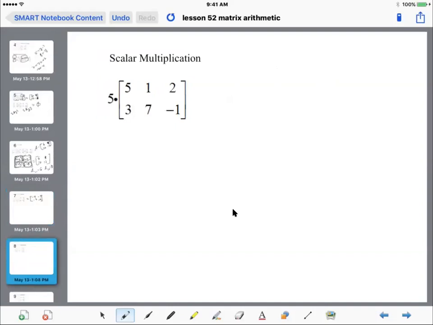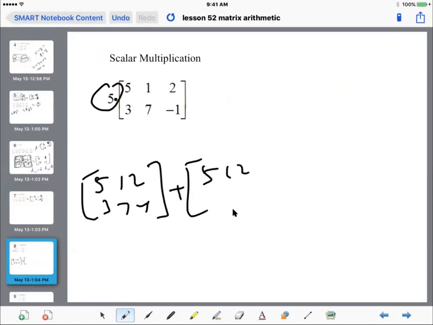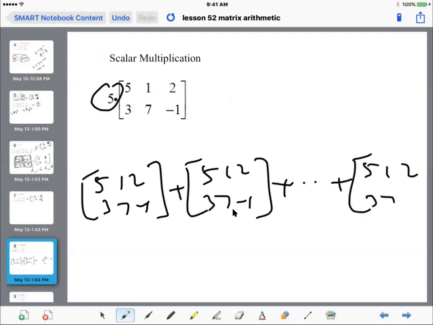Now, multiplying. There are a couple of types of multiplication with matrices. Scalar multiplication is when you multiply a number by a matrix. Now 5 times the matrix 5, 1, 2, 3, 7, negative 1 is kind of like 5, 1, 2, 3, 7, negative 1 plus another one, and another, and there would be 5 of them all together.